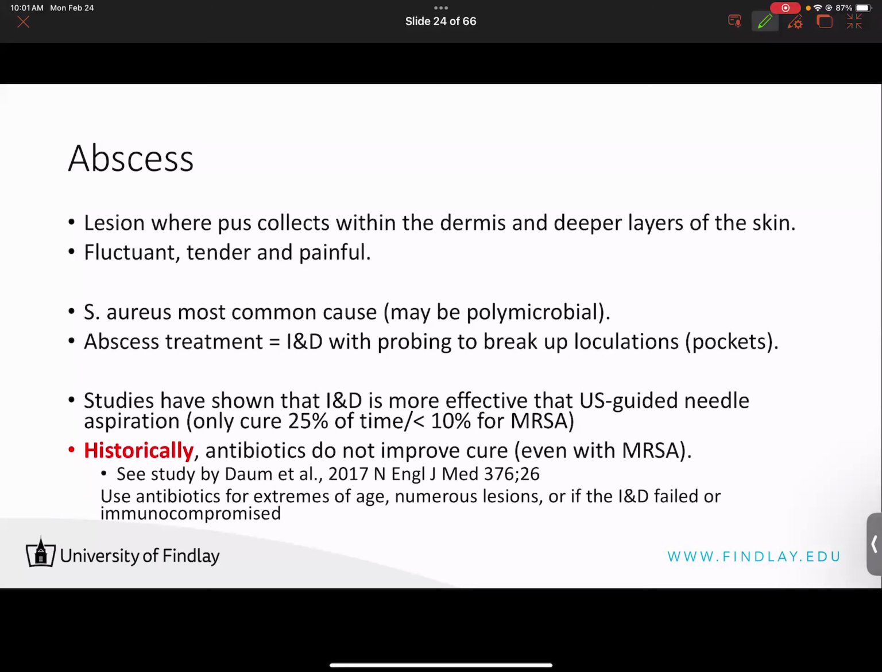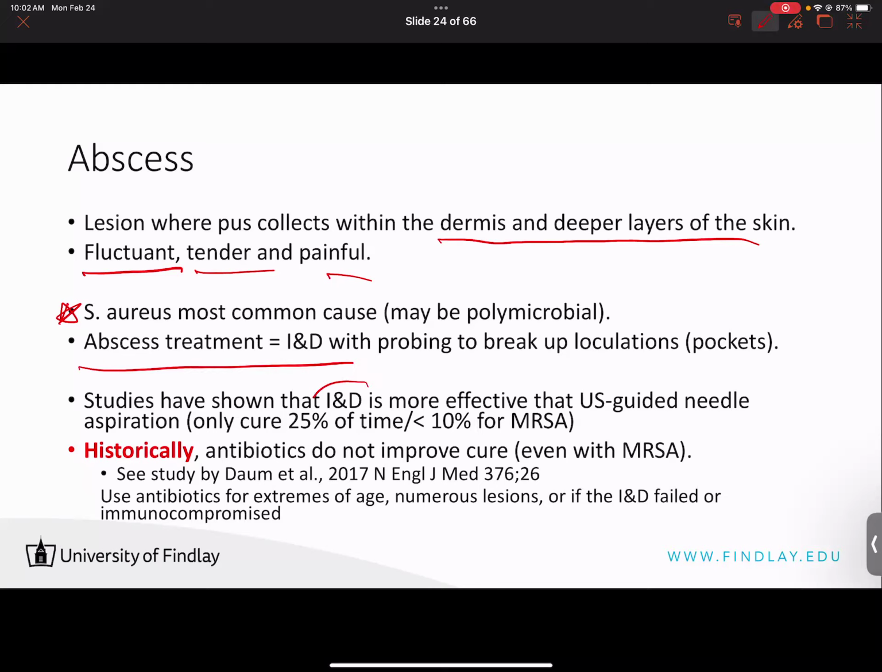All right, so an abscess. This pus collection, it's fluctuant, tender, and painful. When we say fluctuant, what's your concept of this word fluctuant? When you press down on it, it'll pop back up. So you can press on it and it'll come back up. All right, so it's fluctuant, right? And it's painful. And Staph aureus is the most common offender. And we treat this with incision and drainage.